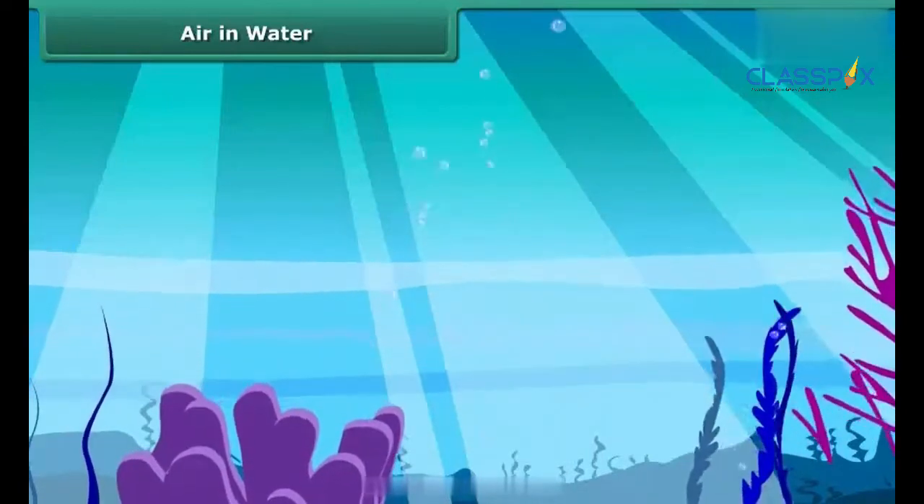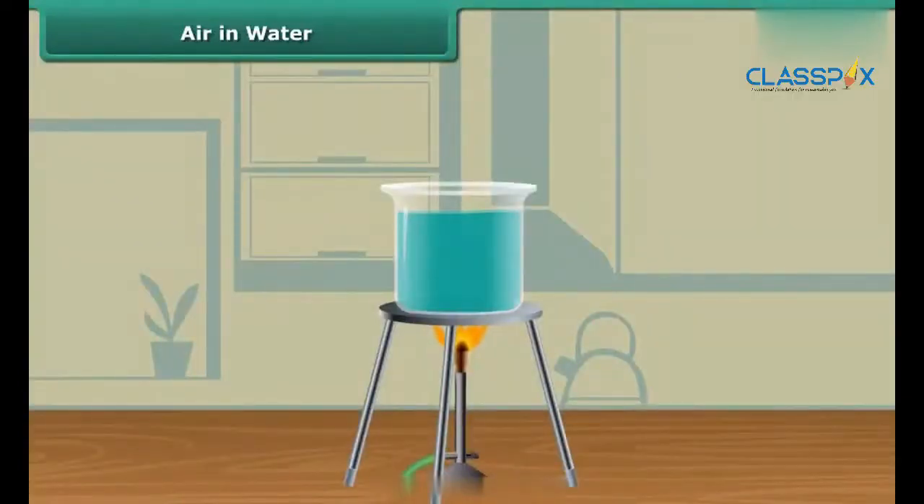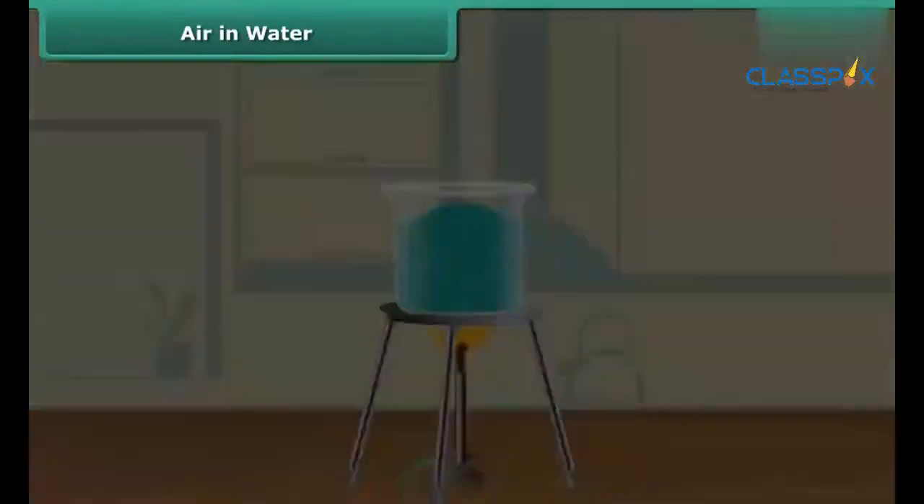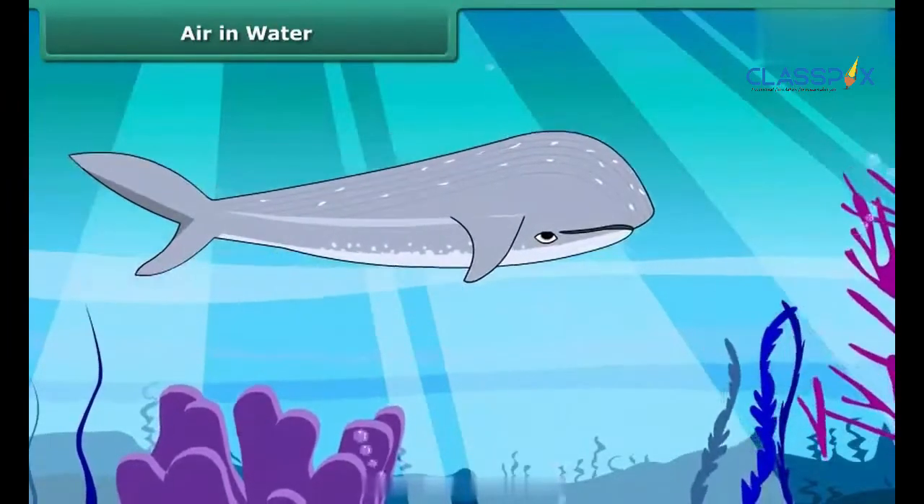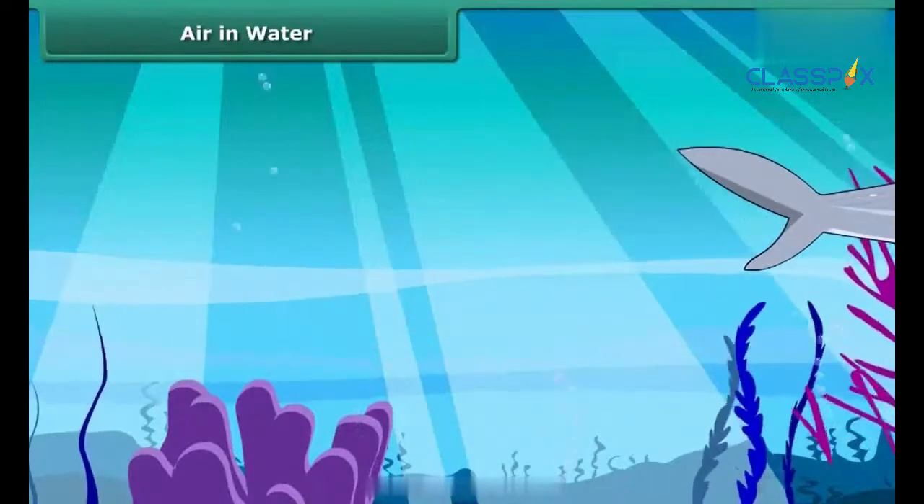Don't believe? Come, let us do an activity. Take some water in a beaker. Heat it to boil. Can you see the bubbles coming out? Where are these bubbles coming from? These are coming from water only. Air remains dissolved in water at normal temperature, so we can't see it. When water is heated, the dissolved air comes out as bubbles. The animals and plants in water use the dissolved oxygen for respiration.